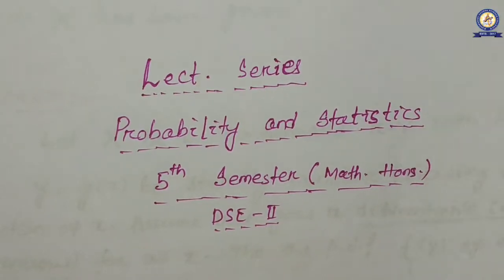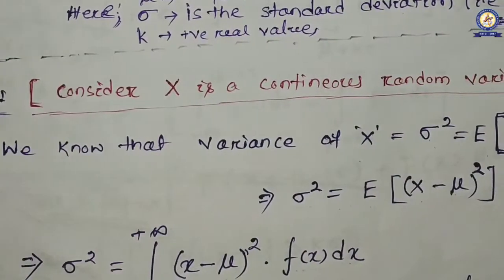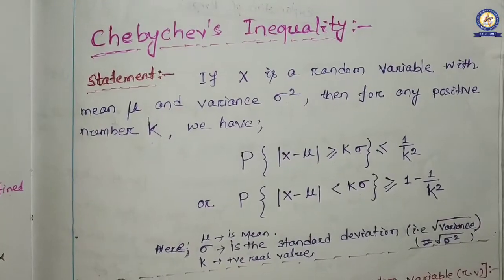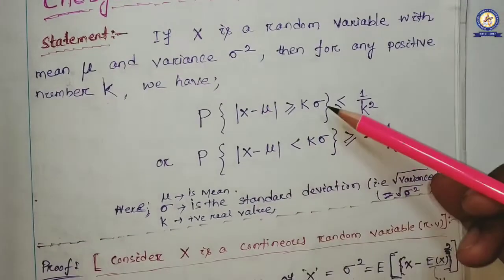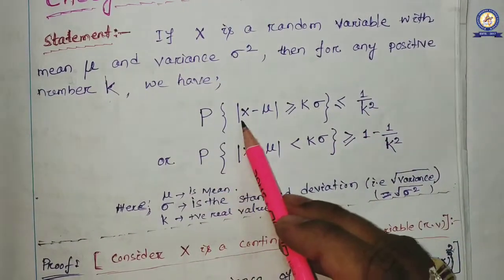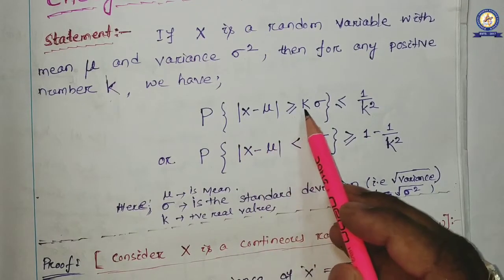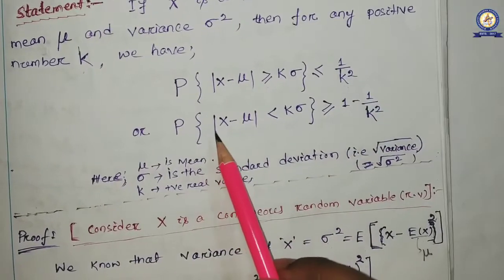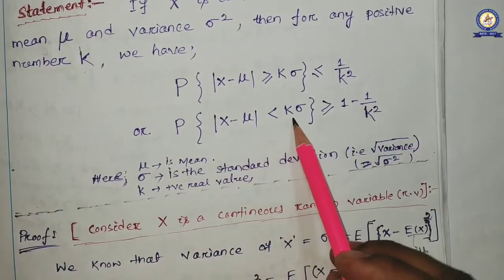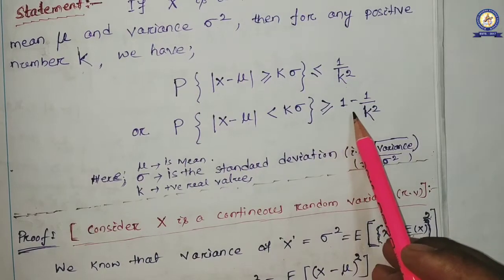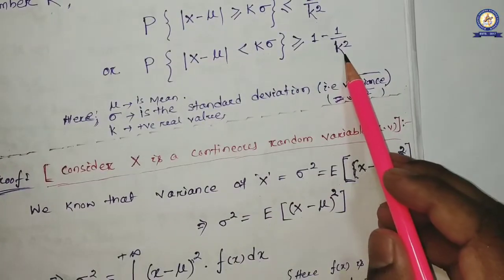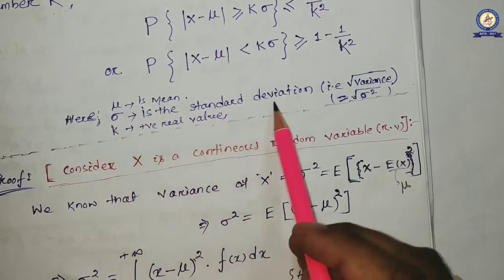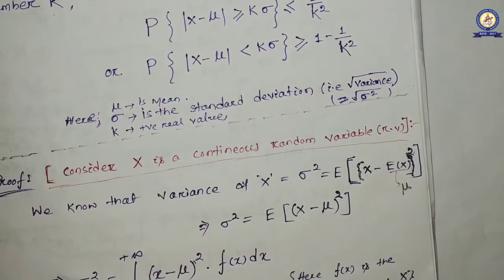In our last class, we discussed in detail the proof of Chebyshev's inequality. We proved these two statements: the probability of |X minus mu| greater than or equal to k sigma is less than or equal to 1 by k square, or |X minus mu| less than k sigma is greater than or equal to 1 minus 1 by k square, where k is a positive real value, mu is the mean, and sigma is the standard deviation of any distribution, which may be discrete or continuous.